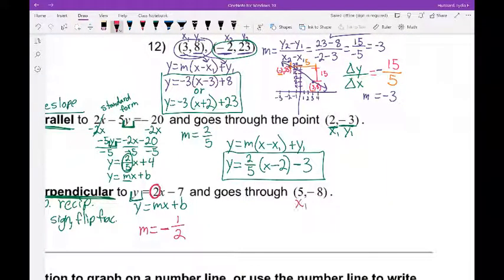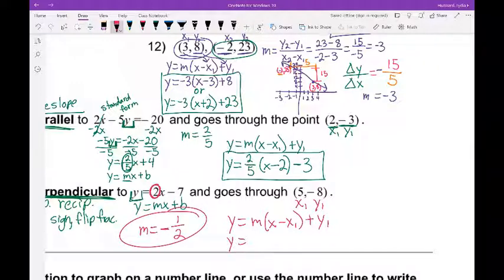And again, we're given a point, so that's great. And we can go back to that same equation we've been using this entire time. So we'll say y equals the new slope we found, which is -1/2 times x minus x1, which is 5, plus y1, which again would be plus a negative. So we just write it as minus 8. And so this is our answer.